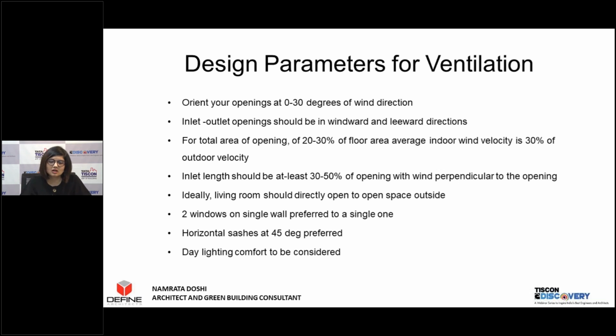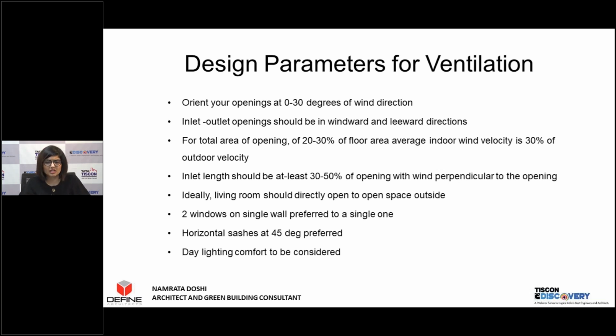Next point is inlet and outlet openings should be in windward and leeward direction, which is a very direct point. I mentioned it in a previous segment as well. Understanding to place your doors and windows directly facing the inward and outward direction of the wind, which we call windward and leeward direction, is very important because it completely supports the wind direction and enhances it.